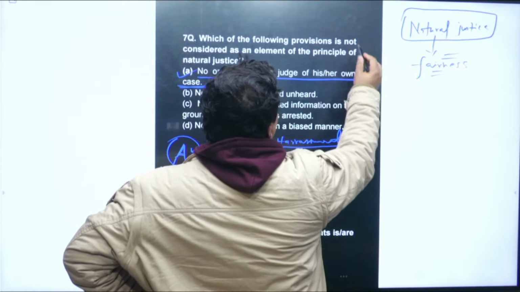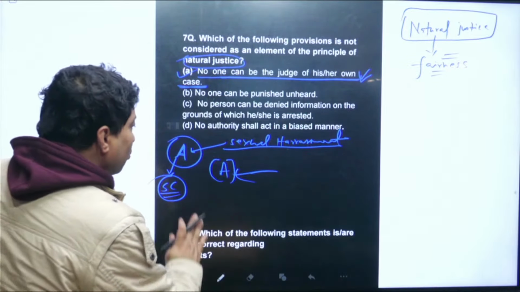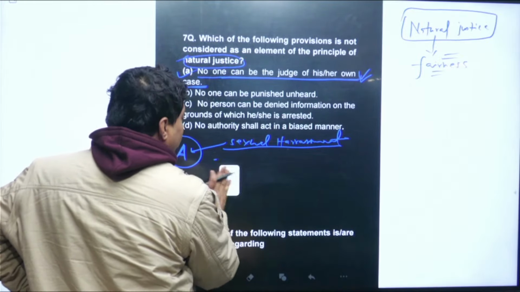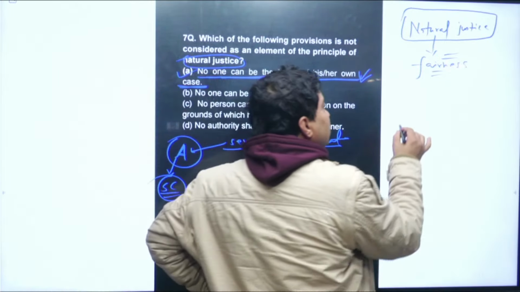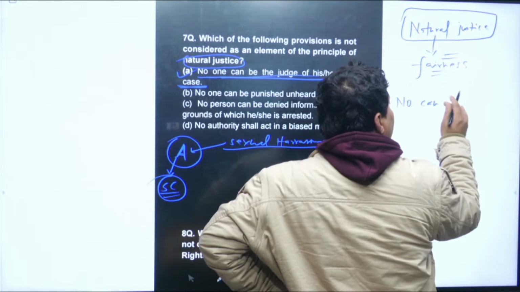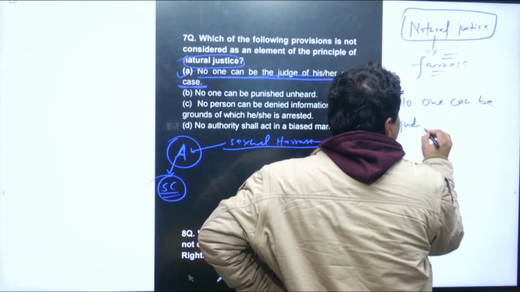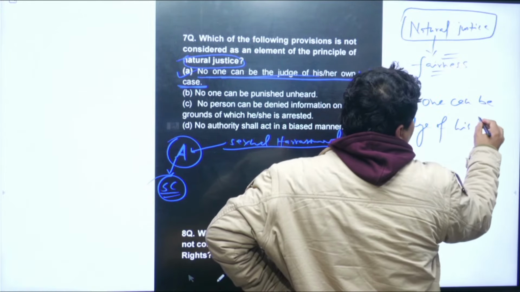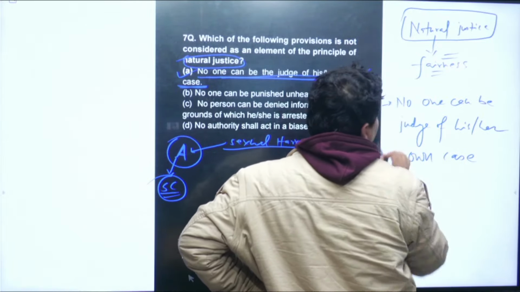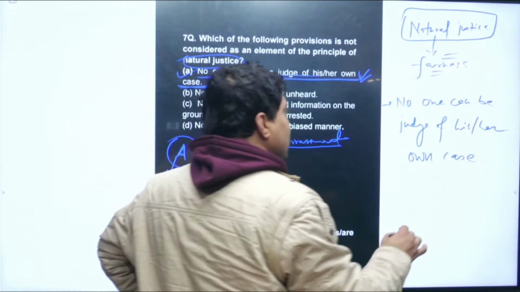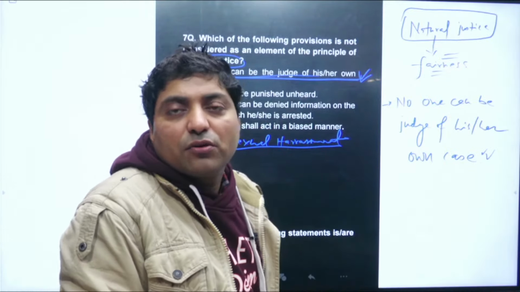So, this is a part of natural justice, right? Because if A would sit in his own case, that would not be a just thing. So no one can be judge of his or her own case, correct? उसमें जज नहीं होना, जज कोई और होगा, right? So it is correct. It is an essential part of natural justice. It looks like fairness.